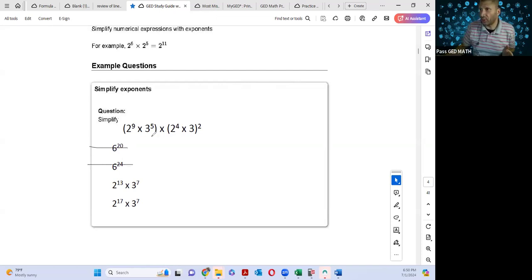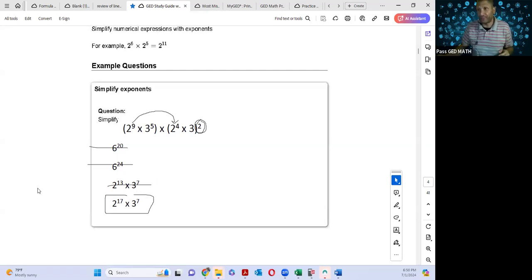How did you get 2 to the 13th? 9 plus 4 is 13. They want to see if you forgot about this raised to a power. That's why they got that 2 to the 13th. Guess what? Let me show you something so we can get rid of that. So now we know our answer without even doing it all the way.